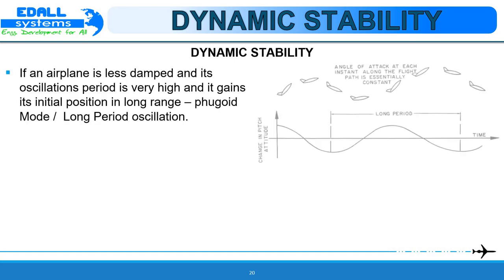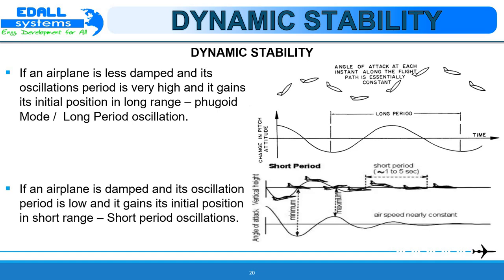If an airplane is less damped and its oscillation period is very high and it regains its initial position over a long range, it's called phugoid mode or long period mode. If an airplane is damped and its oscillation period is low and it gets to its initial position in a short period, it's called short period oscillation.